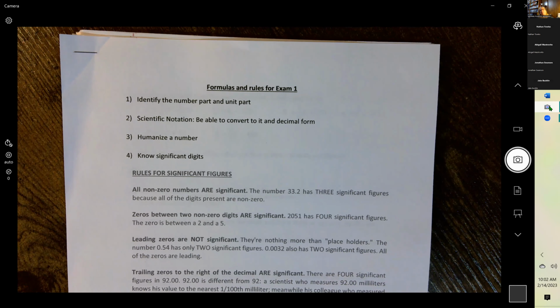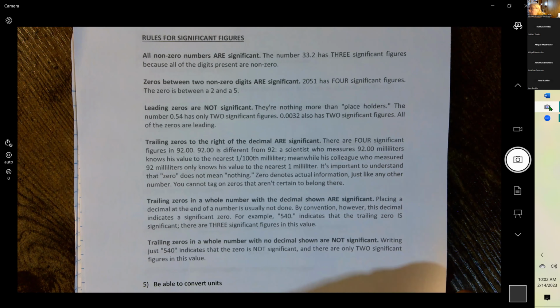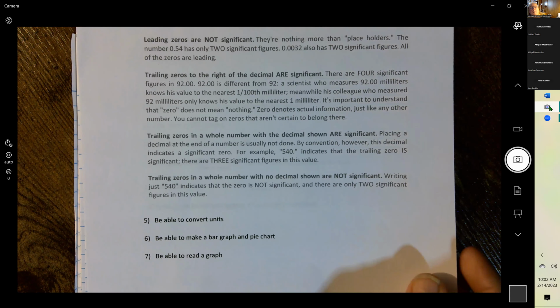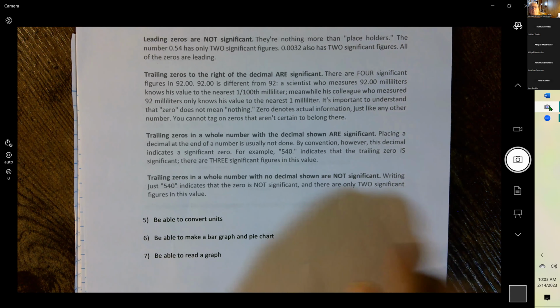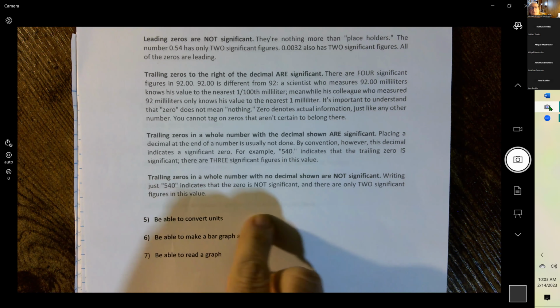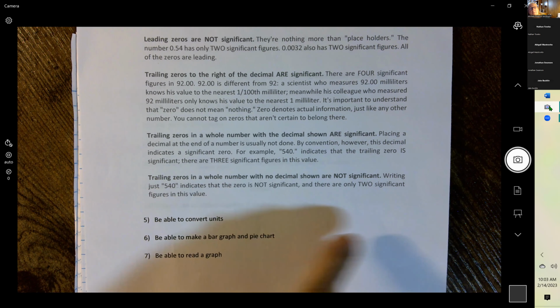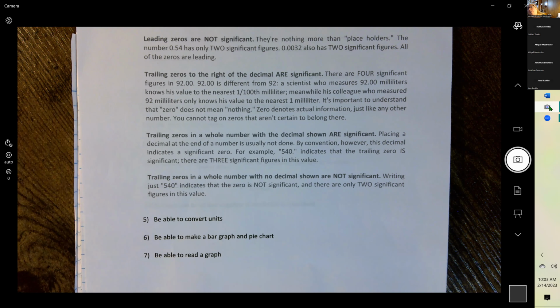This is on As You Learn. It has the formulas and the rules, and we talked about it last class. It kind of tells you everything you need to know. So be able to convert. If there are certain things you want to remember about how to do it, you could put it there, like make sure one unit's on top and the other one's on the bottom.